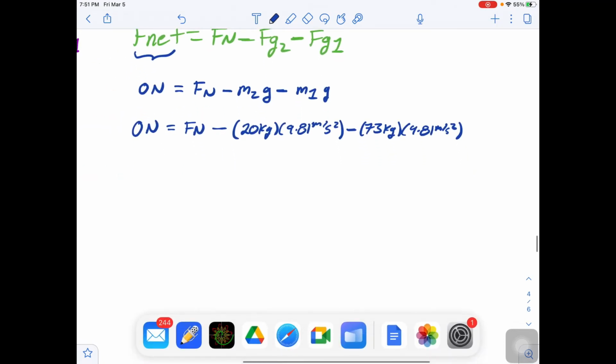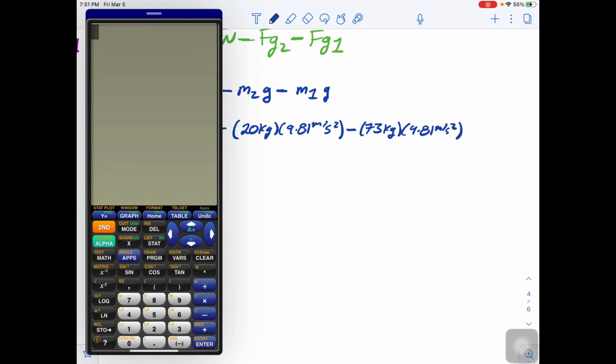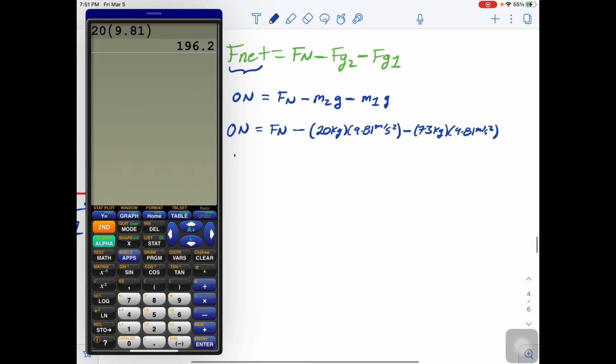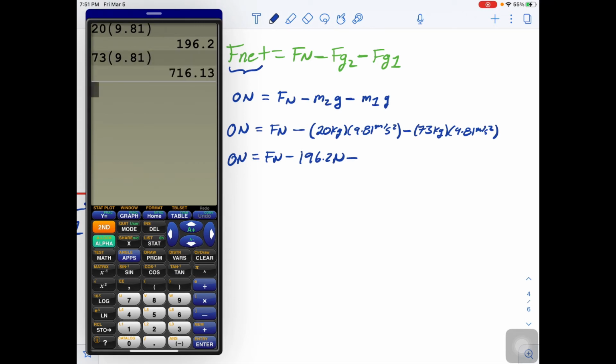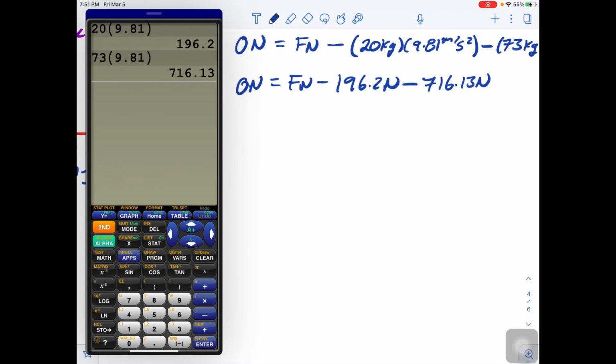And now I can plug these values into my calculator. So 20 times 9.81. So there we get 0 newtons equaling the normal force minus 196.2 newtons. And we're going to subtract 73 times 9.81. And that gives me 716.13 newtons. And now at this point, we can combine and solve. So let's take these two numbers, and I'm going to include that negative. Negative 196.2 subtract 716.13.